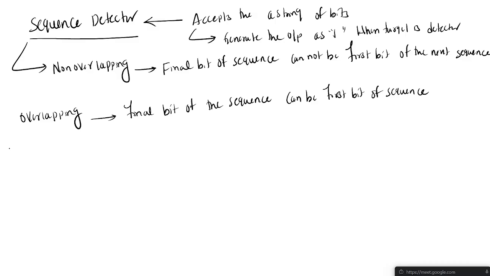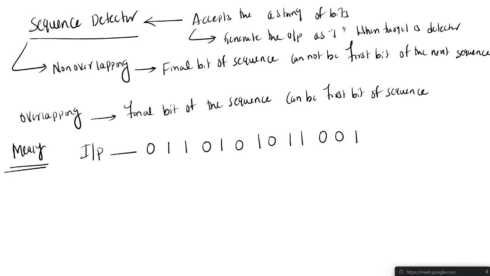So today we'll discuss Mealy, and next we will discuss Moore. Suppose let us take a random input: 0, 1, 1, 0, 1, 0, 1, 0, 1, 1, 0, 0, 1. Say you are designing a 101 sequence detector. So when you get 101, the output should be 1. First, non-overlapping.